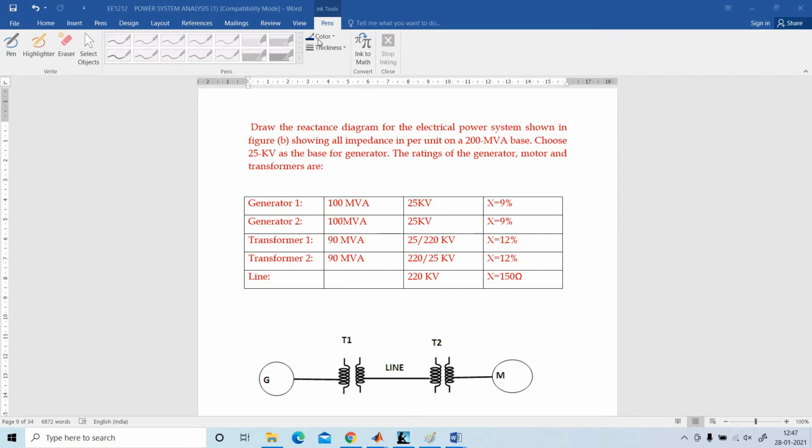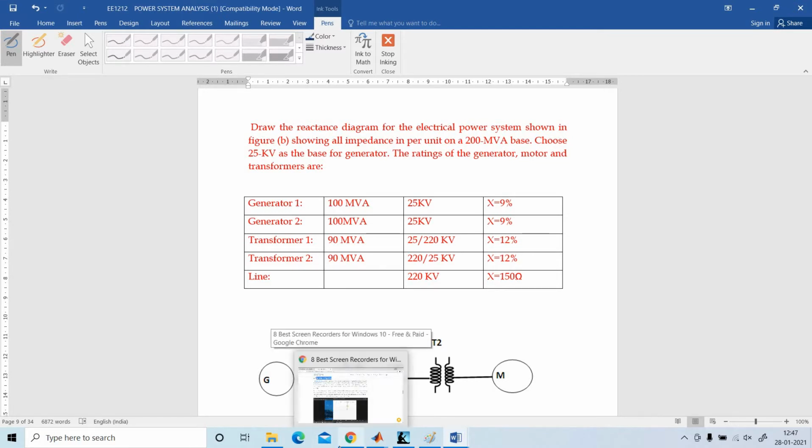In this video, I am going to explain how to find out the per unit value of each equipment used in an electrical power system using MATLAB. The problem is to draw the reactance diagram of the given electrical power system shown in the figure, showing all impedances in per unit on the 20 MVA base.